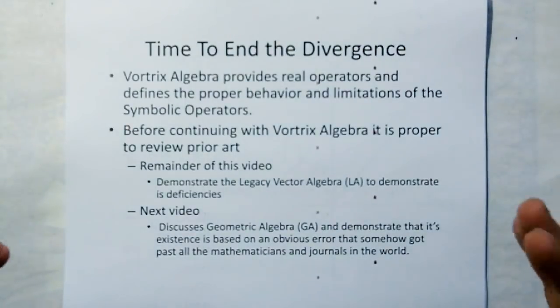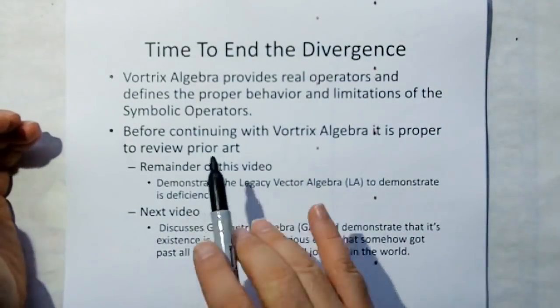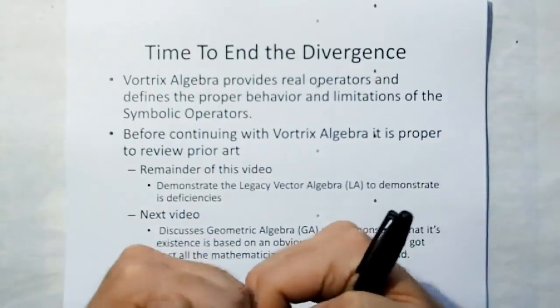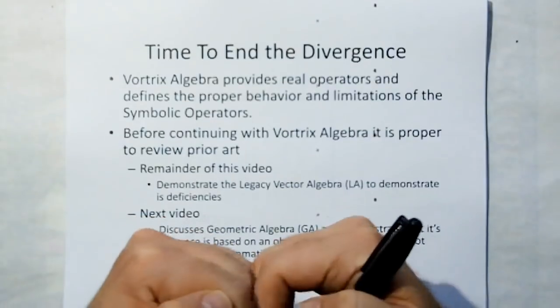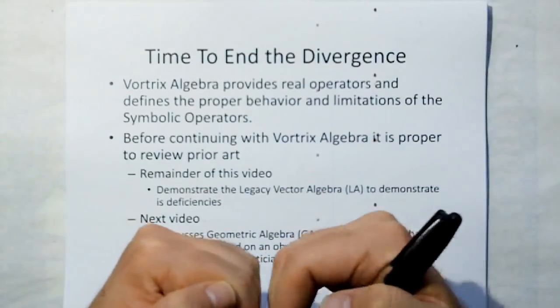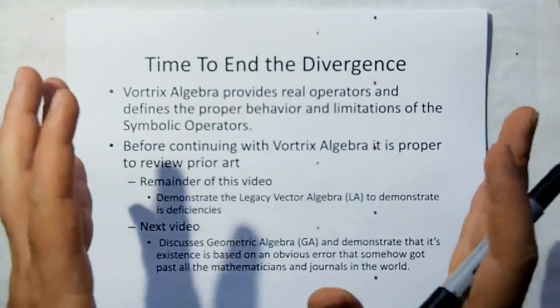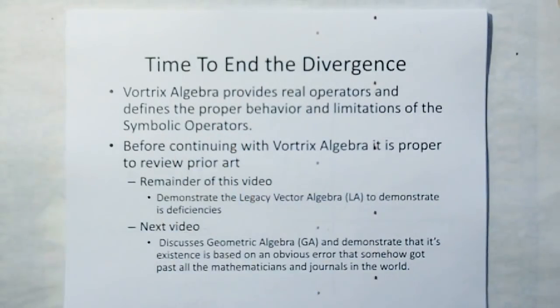So it's time to end this divergence. Vortex algebra provides real operators. Once they've been defined and worked out, they have a limited set of rules of what they can and cannot do, which is logical and not logical. Those rules are now backfilled into the symbolic operators. So the symbolic operators and the real operators are no longer divergent.